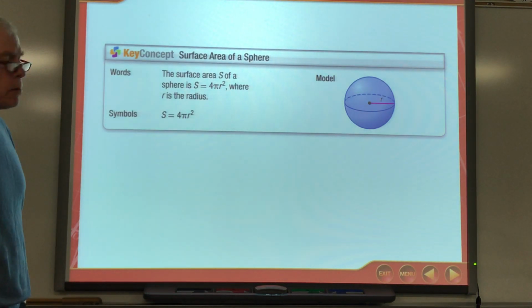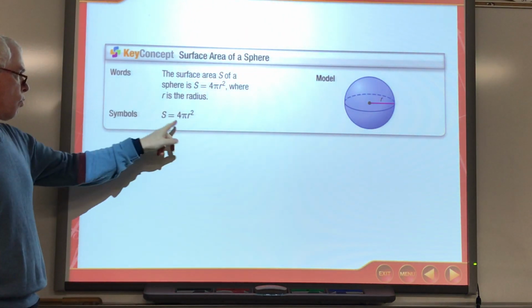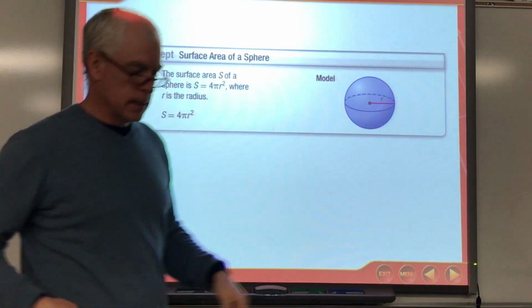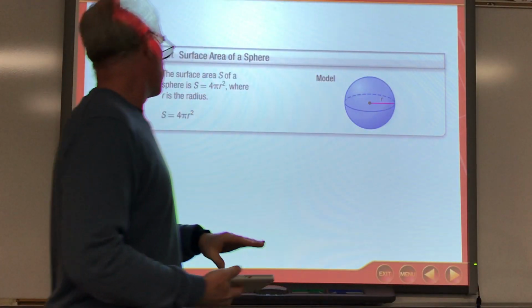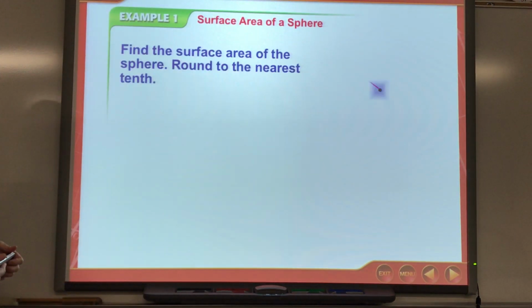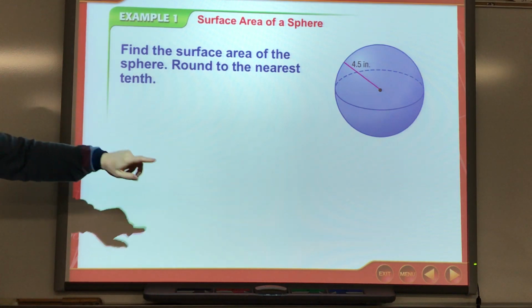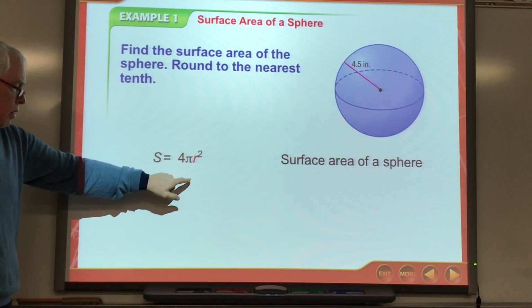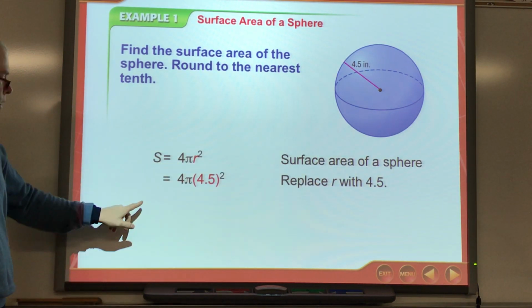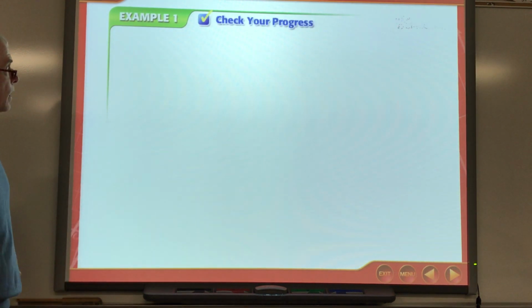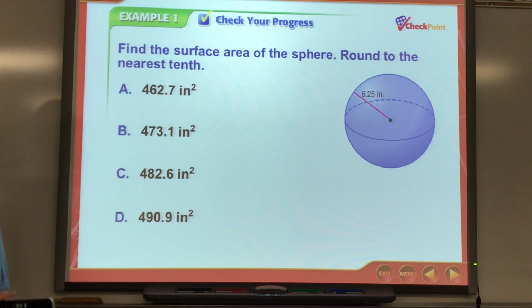So surface area formula, make sure you get this in your notes. 4 pi r squared. So all you need to know is the radius, and then you can calculate the surface area of a sphere. So make sure you get that in your notes. Okay, so find the surface area of the sphere, round to the nearest tenth. Your r is 4.5, so you're going to replace that r with 4.5, put it in the calculator, 254.5. No big deal, okay? Why don't we try one?